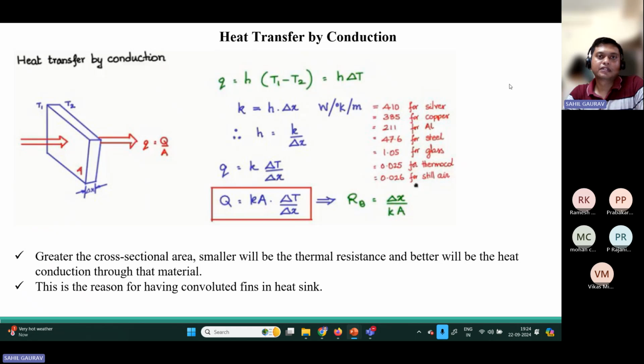Now, first let us see heat transfer by conduction. Here we have an element having an area of A. The heat extracted from the body per unit area is denoted by small q, that is Q upon area. So this q we denote as h into delta T. So this K we write as h into delta X.